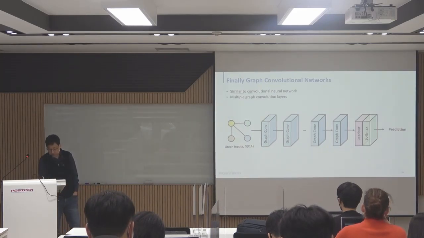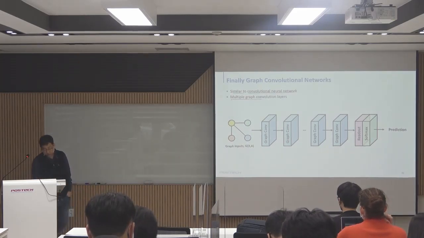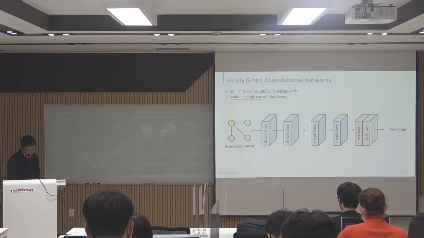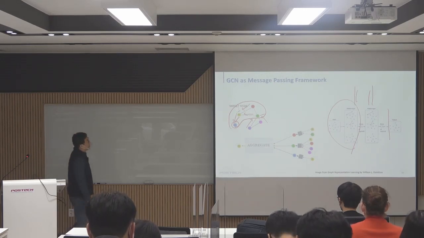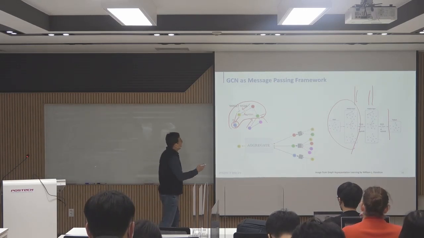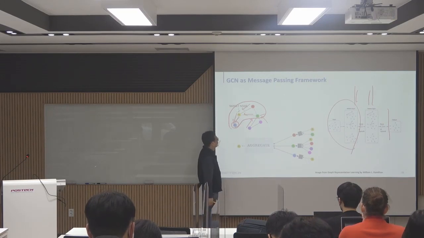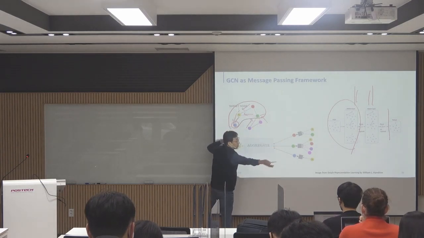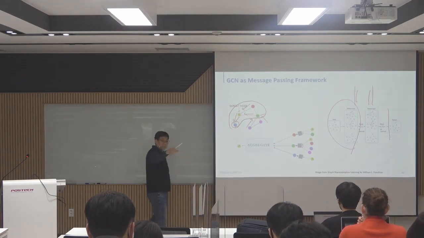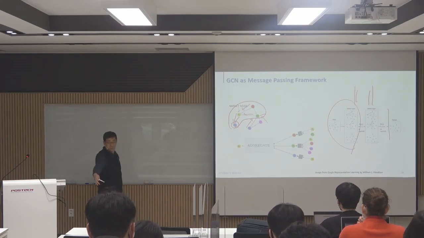Here, similar to GNN, we do multi-graph convolution layers. This one I already explained. If you add multi-graph convolutions, that means in order to update this node, we consider many neighborhoods, like jump 1 or 2 jumps, and things like that.